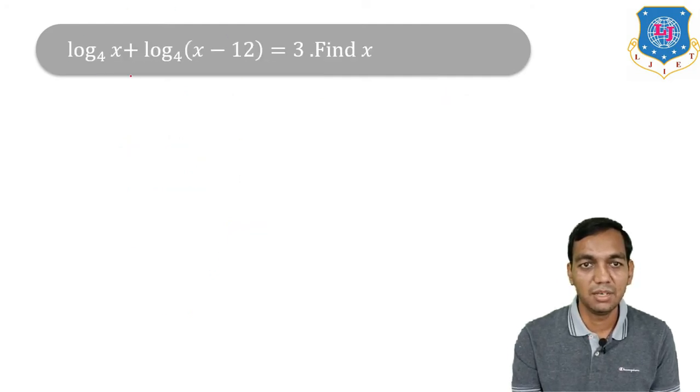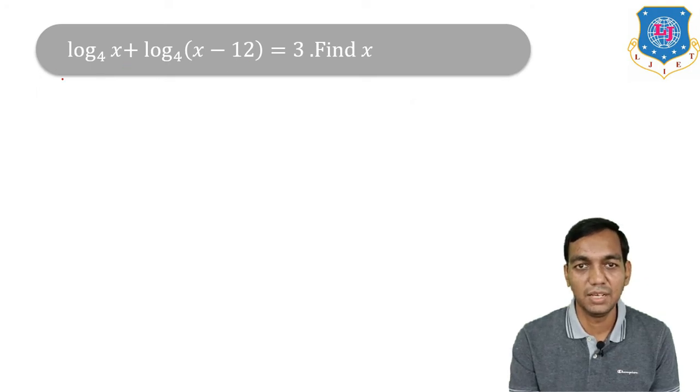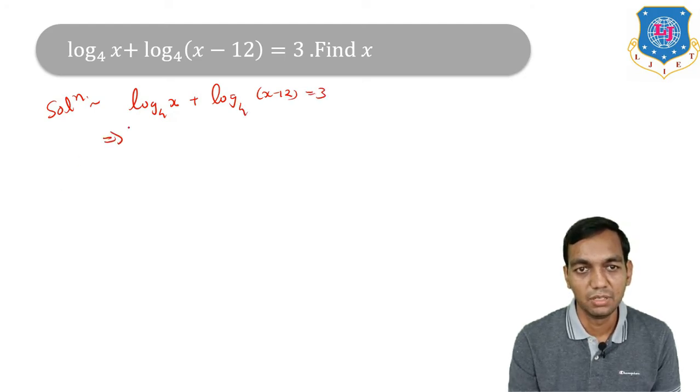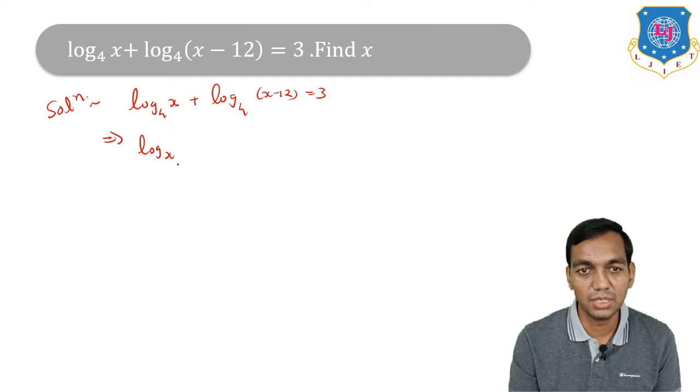In the same manner, here instead of a direct value, we have an equation. So if you are starting with a solution, then here you have given that log x base 4 plus log x minus 12 base 4 is equal to 3. So log a plus log b, or log x plus log y, is log of x into y. So here the base is 4. So you have x into x minus 12 is equal to 3.